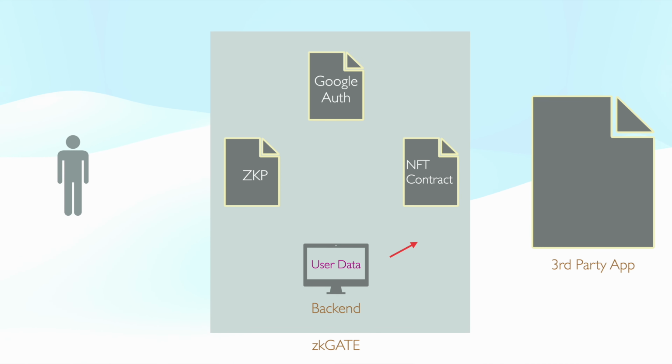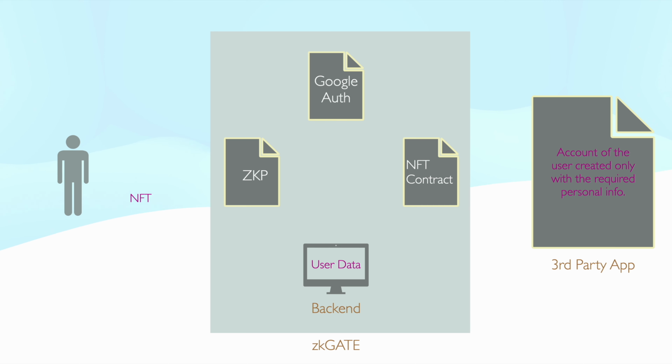Now zkGATE sends only that data which is required by the app to let the app create an account in its database, and generates a proof with the app's secret key and user's personal information. This proof is written in the NFT's metadata, and the NFT is minted to the user's wallet address.